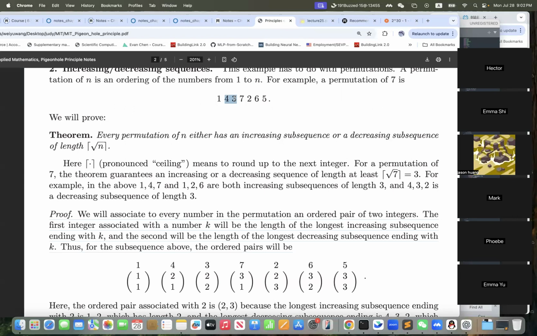And what is the longest one? So 4 3 is the longest one, right? And the length is what? The length is 2, right? So you write 2 as the second number of the pair. Okay, cool. I think now you fully understand.